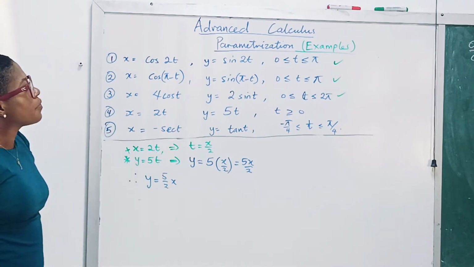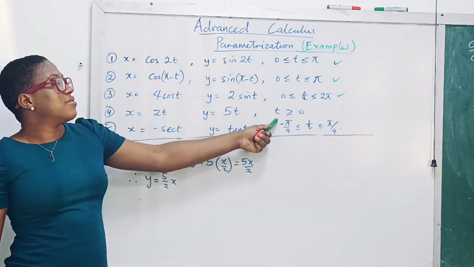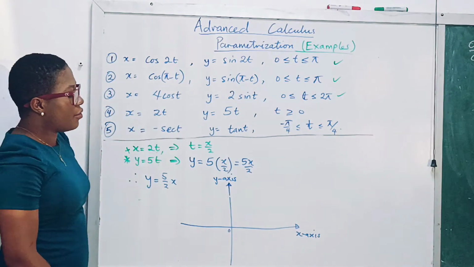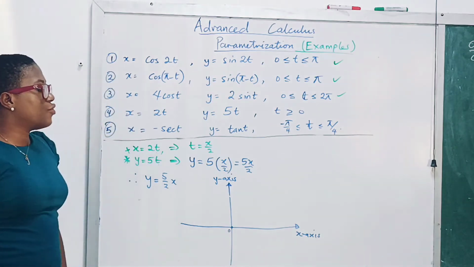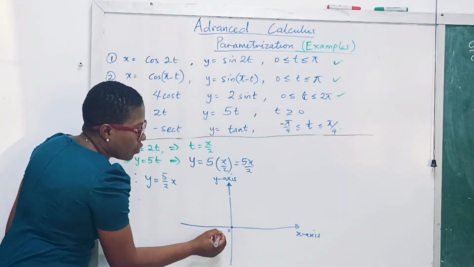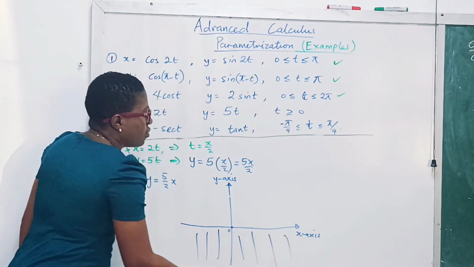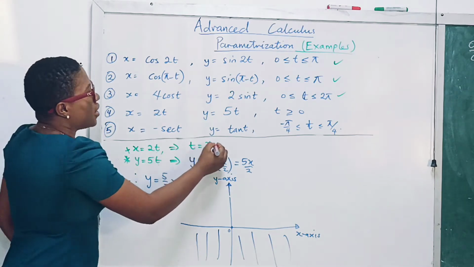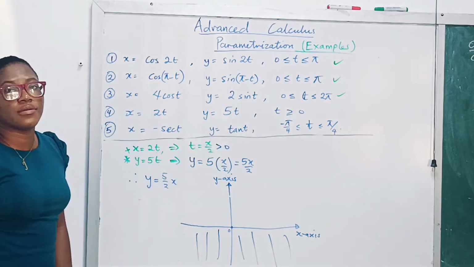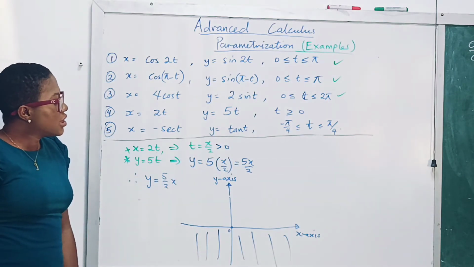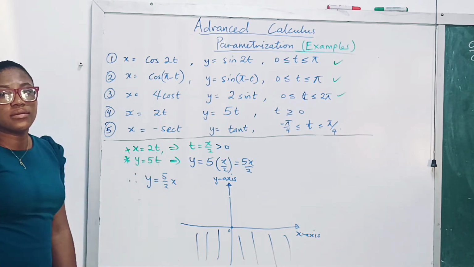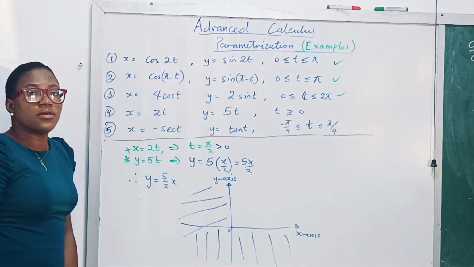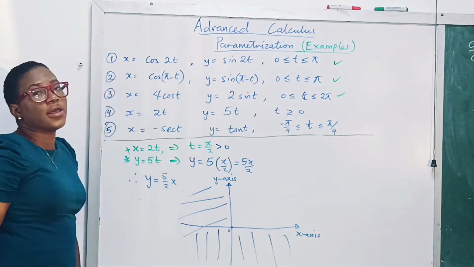Should we sketch? Yes. And then they said t is bigger than or equal to 0, so you have to be careful. Locate where t is 0. I cannot go below, I cannot try to do anything under here. Nothing is happening here. t greater than 0 means that x is greater than 0, and t greater than 0 means that y is greater than 0. So all here too, it's not part of it, because this is the only place where x and y are greater than 0.